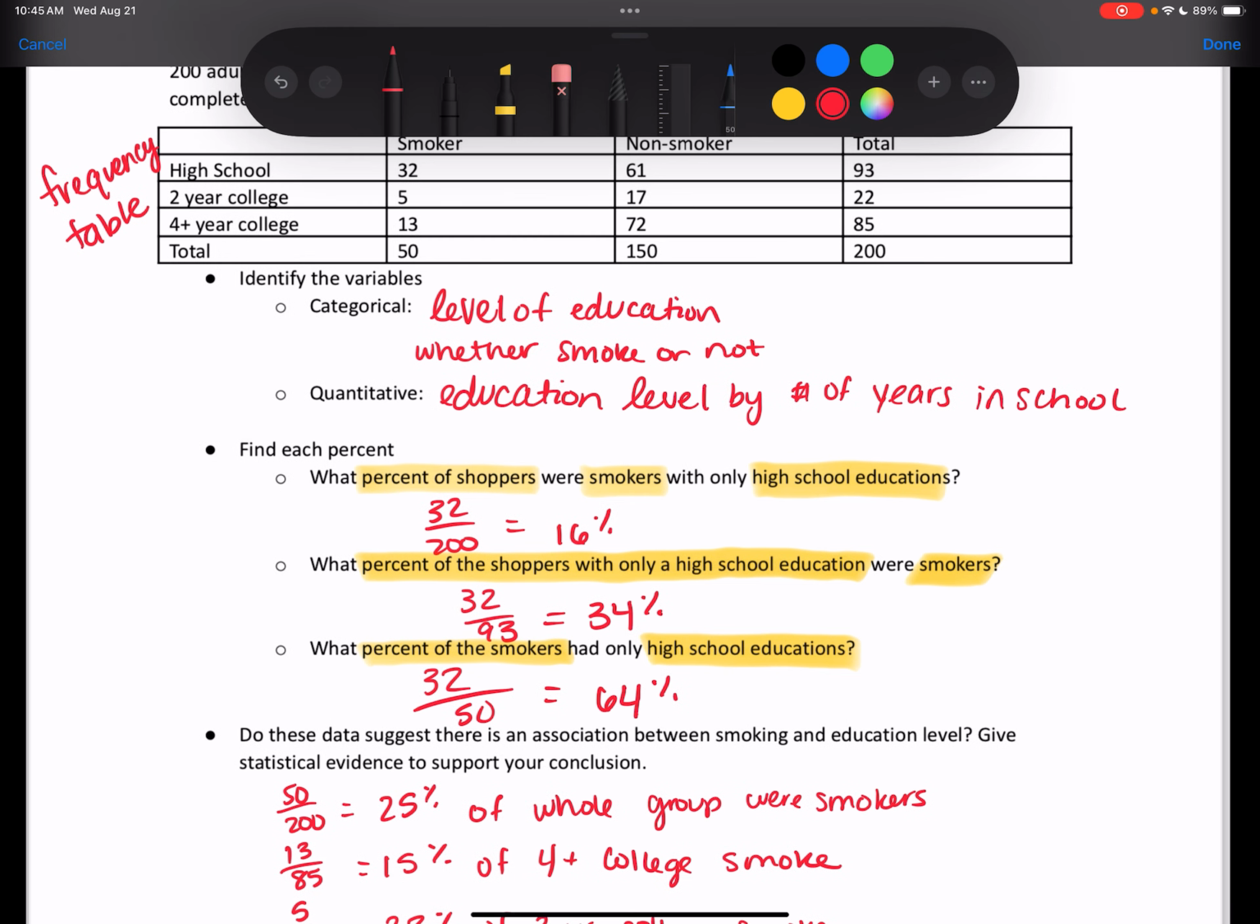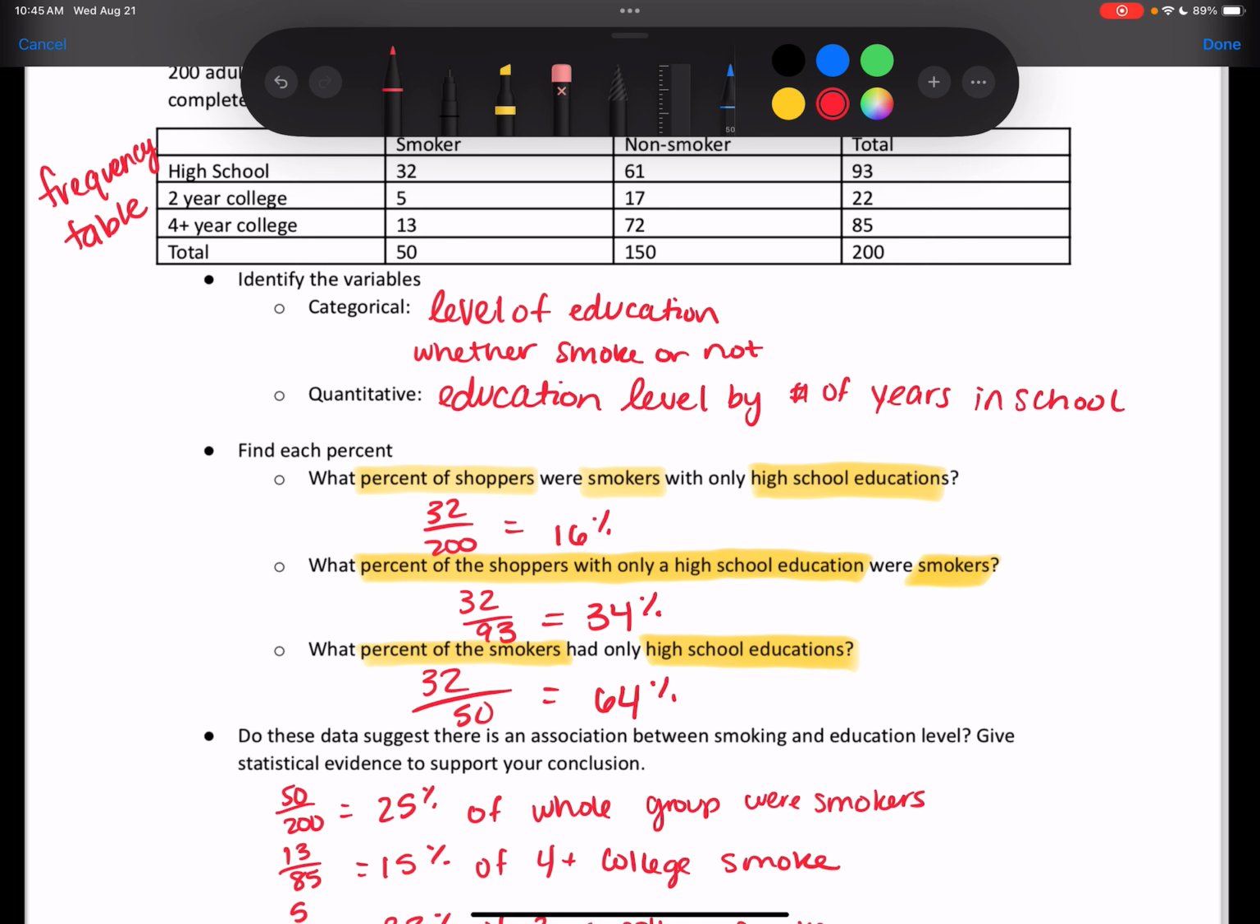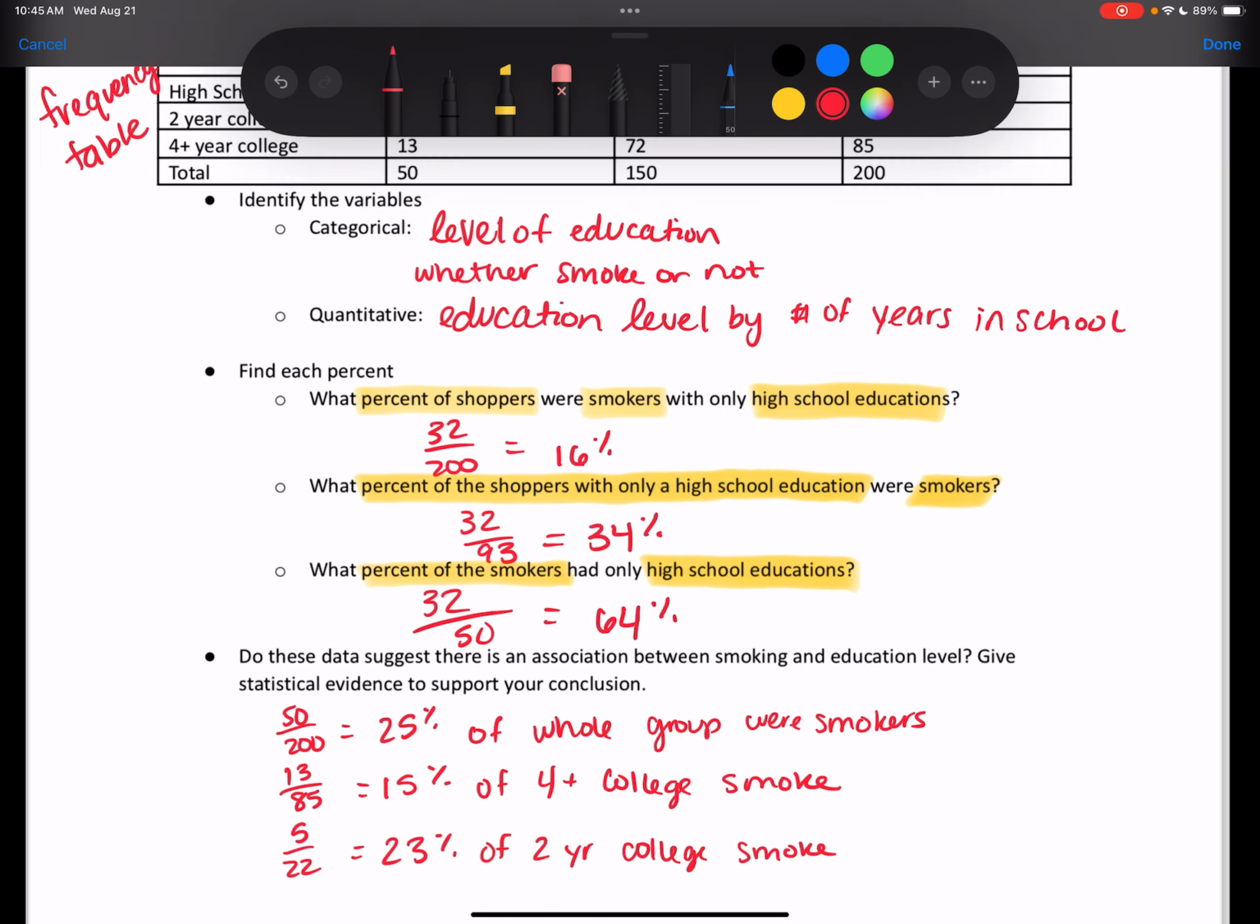And then for high school, what would it be? This is technically one we already found. Oh, it's 34%. Yep, 34%.